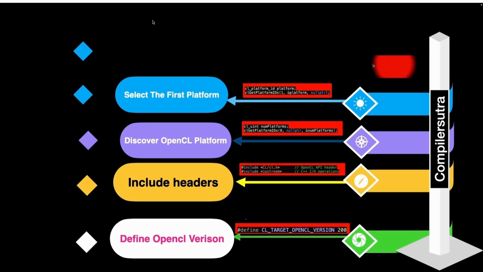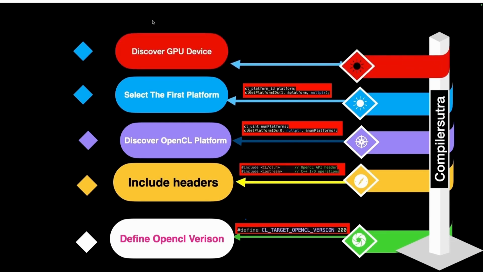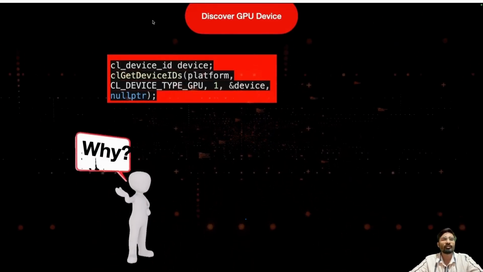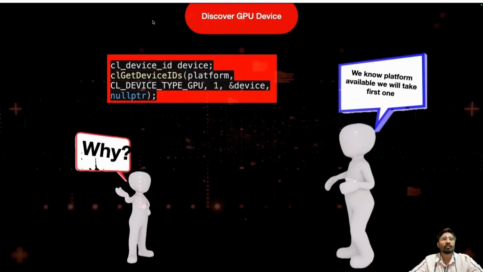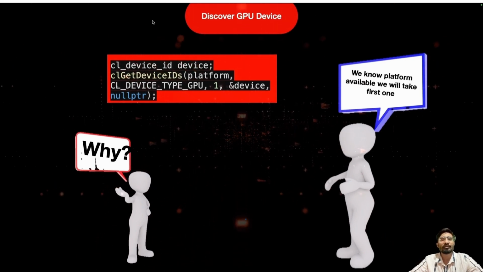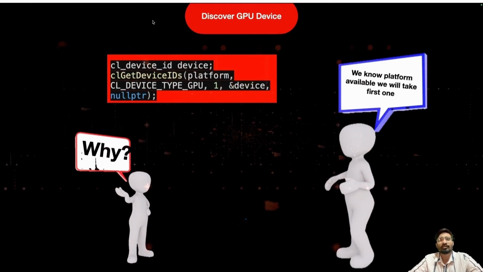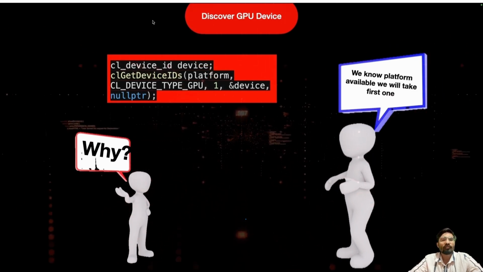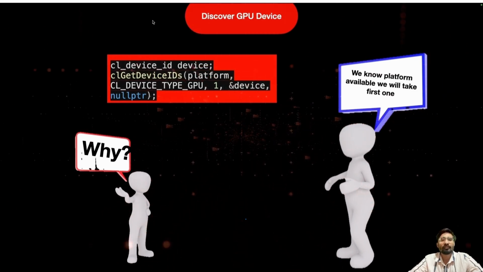In step 5, we will discover the GPU device under the platform. For that purpose, let's see which API we will use. We will use the API clGetDeviceIDs. Why? This checks how many GPU devices are available under the selected platform. The platform argument tells which platform to retrieve the device from, CL_DEVICE_TYPE_GPU means we are specifically looking for GPU devices, 0 means we are not fetching a device yet, nullptr means no buffer yet, and num_devices stores the number of GPU devices found. Let's move to the next step.